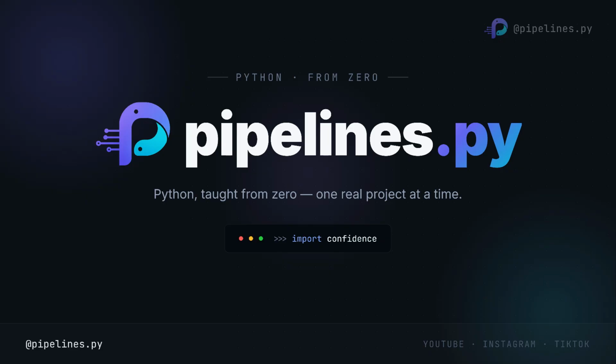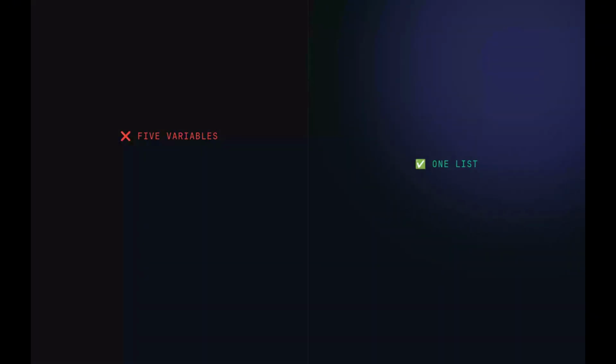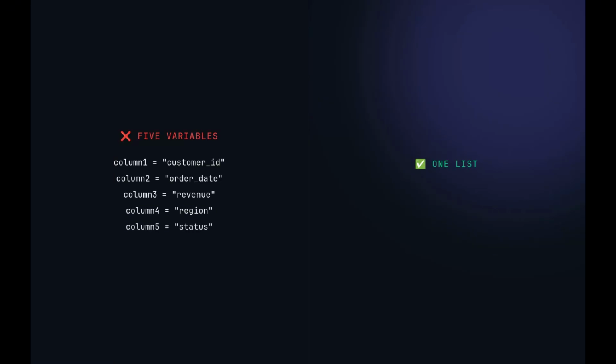Everything we've built so far, variables, strings, f-strings, has worked one value at a time. One variable, one piece of data, that's fine when you have one thing. But real data work comes in columns, batches, and pipelines. You need a container that holds all of them together. That's a list. Same 5 values, one structure, and it scales. 3 items, 300, 3000. The syntax doesn't change.